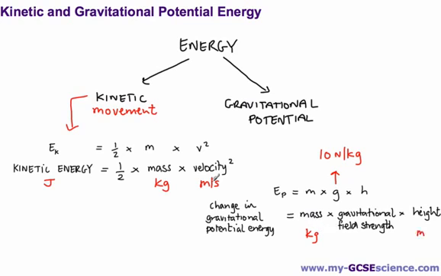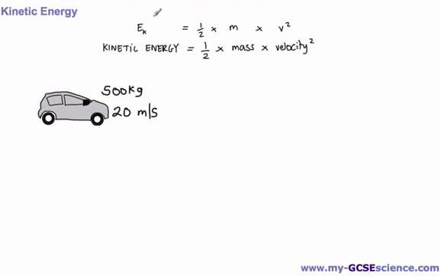So these are the two key formulas that you should be able to use for kinetic energy and gravitational potential energy. Now moving on from that, let's just do a couple of examples for kinetic energy. I've just got the formula up here so that we can refer to it. If we've got a car that is, say, 500 kg moving at 20 meters per second, very simply we plug it into the formula. So it's half times 500 times 20 squared. Don't forget to square the velocity at the end.